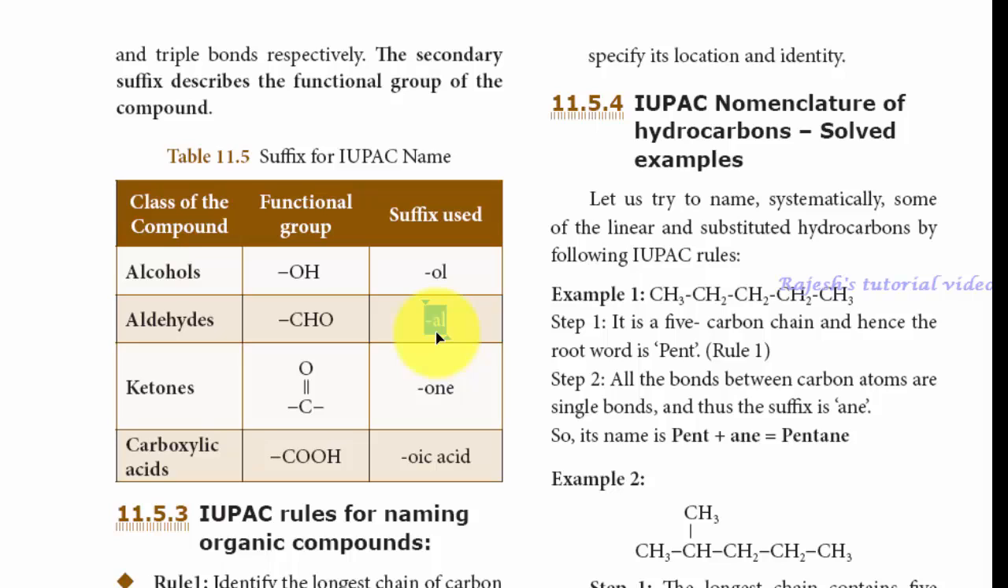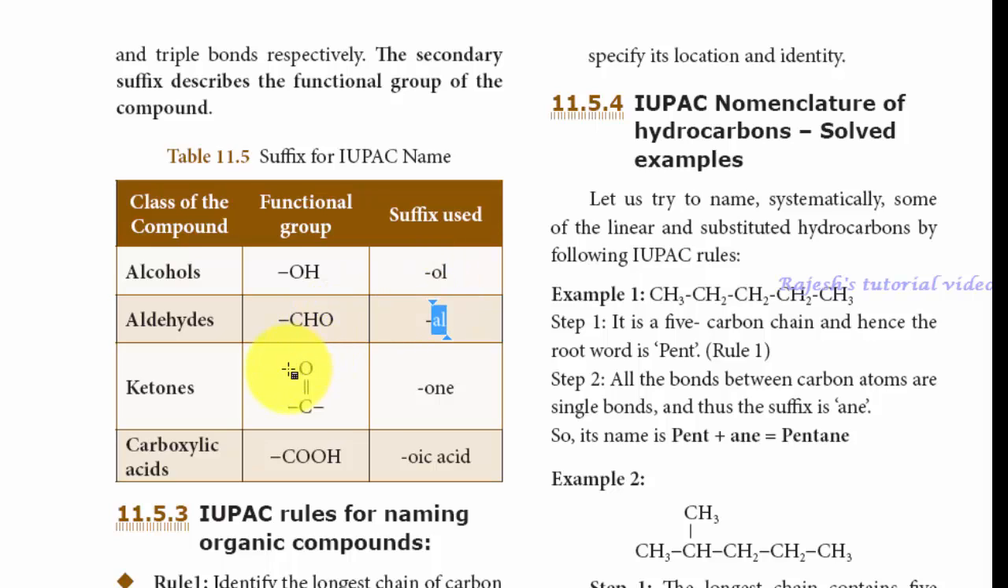We should be careful here regarding the spelling OL and AL. When you write, it should be clear, and the pronunciation also should be clearly mentioned. That is, if it is an alcohol, "ol", and if it is an aldehyde, "al", to differentiate clearly.